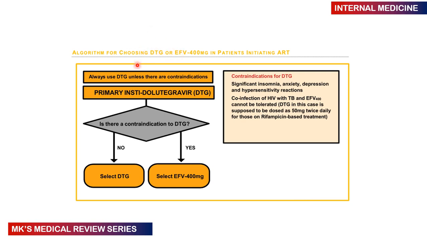So our primary integrase inhibitor is DTG. Is there any contraindication for them starting DTG? No. If there's no contraindication, we start them on DTG. If there is, we start them on efavirenz. What are some of the contraindications?